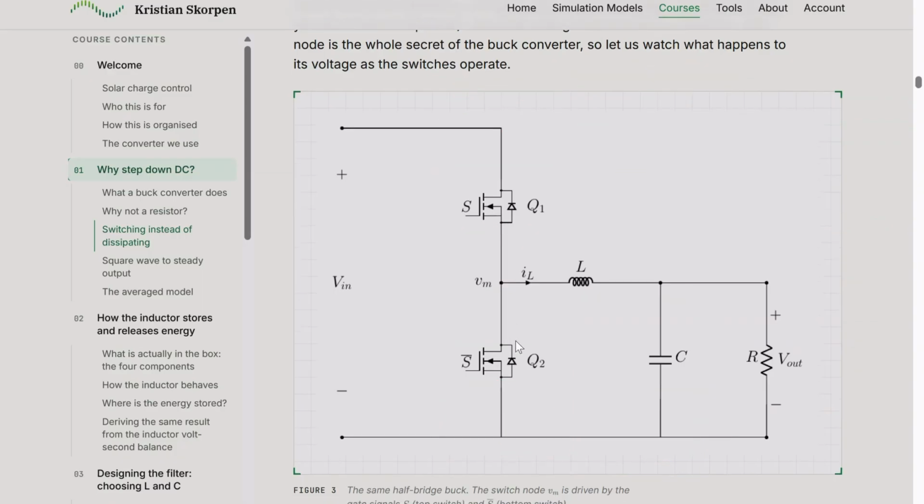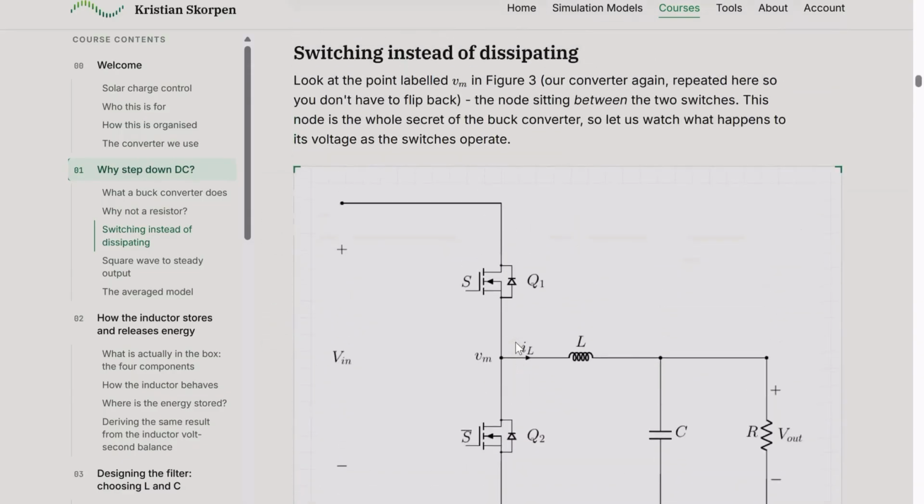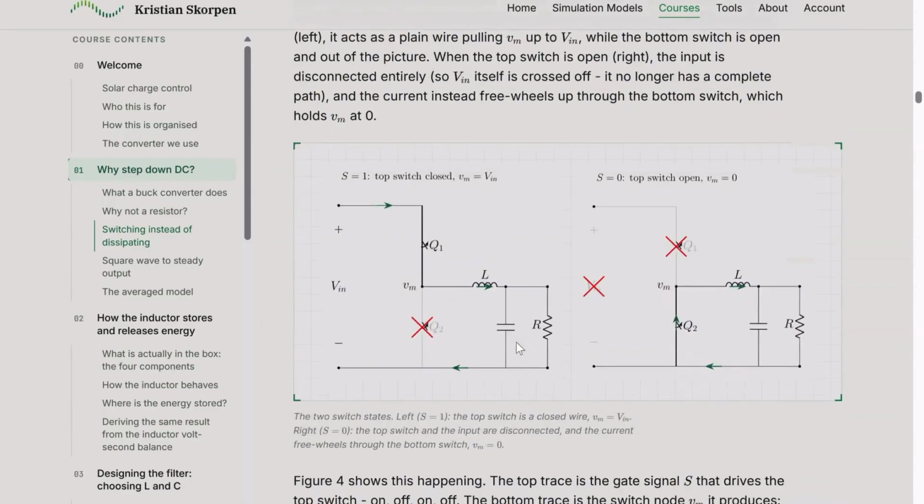Now, if we look at how the current works, we can also look at where the current goes. This is basically what I just described, but here we look at the current. When the upper switch is on, you can see that the current goes through the upper switch into the inductor and then into the capacitor and the load, and then it goes back to the source. When the upper switch is off, it goes through the lower MOSFET and then into the inductor and then through the capacitor and load.